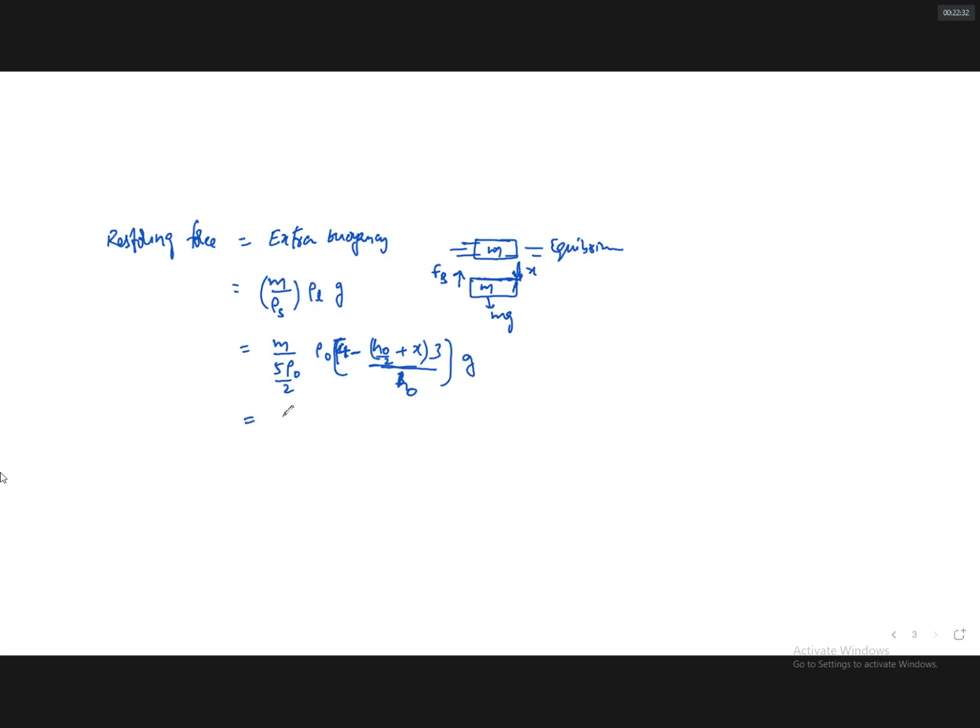Therefore, that first term will cancel out here because 2m by 5 rho naught, rho naught gets cancelled. 2m by 5, 2mg by 5, which upon simplification is 4 h naught minus h naught by 2 plus x, plus 3x. It should be 3x, which upon simplification we get 2 into 4, 8 minus h naught.